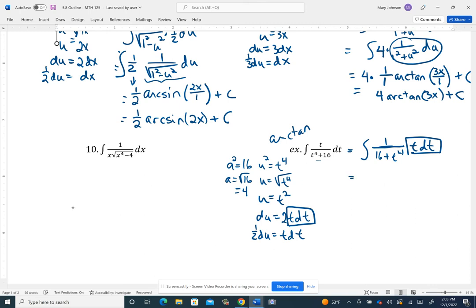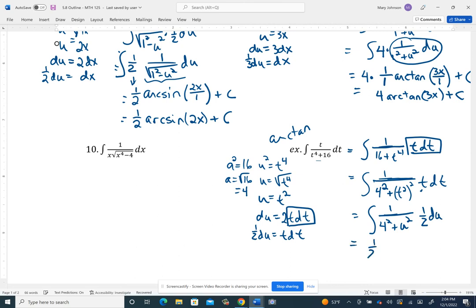I'm trying to get it to look like that formula that we had, so be looking at that formula on the sheet. So the 16 is really the 4 squared. The t to the 4th, think of it as t squared, and then that t dt that's sitting there. So this is 1 over 4 squared plus the u squared. I haven't integrated yet. And then t dt I'm going to replace with 1/2 du. So the 1/2 I'm just going to move out in front of it for a bit and be thinking about this part right here.